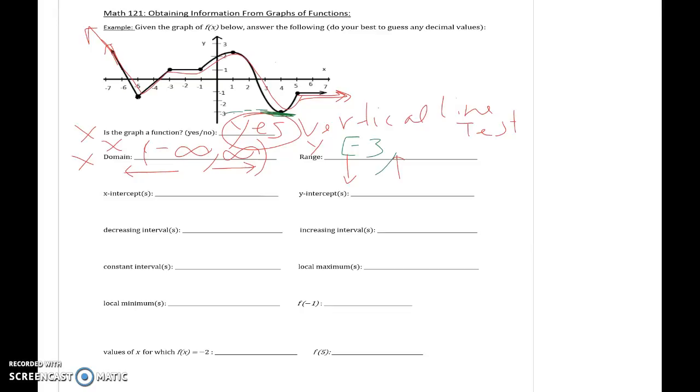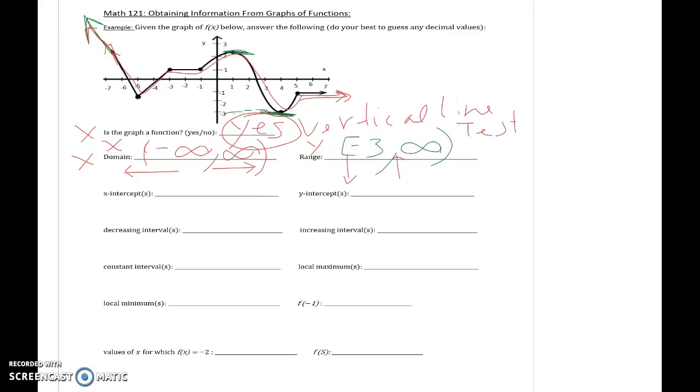How high does this graph go? This point appears a little bit misleading. It looks like it might be the highest point, but if you recall, we were looking over here on the left side, and that arrow is indicating that it's going up forever. So I'd say the range goes from -3 to infinity, because it only goes down as low as -3, but there's no upper limit. It's going up forever.